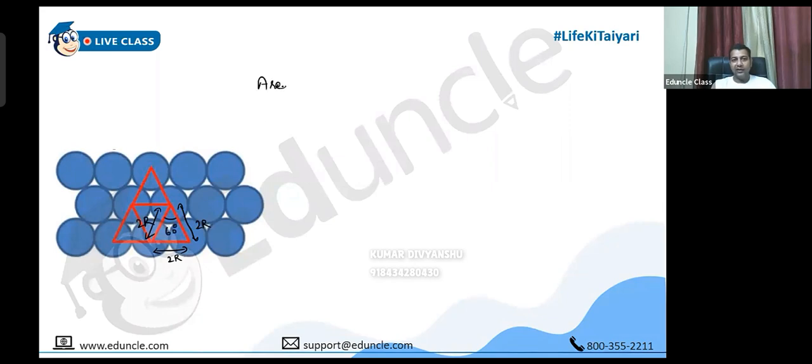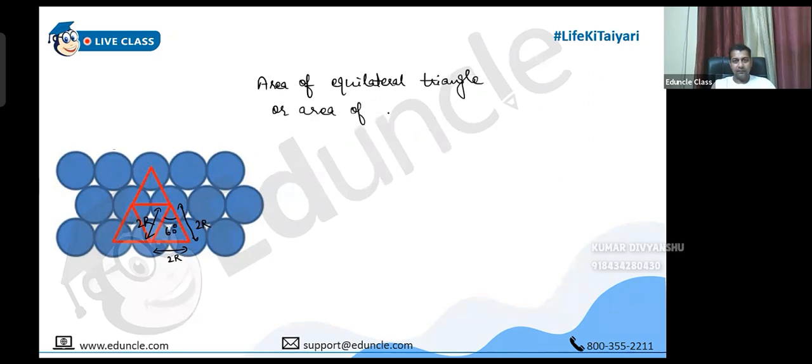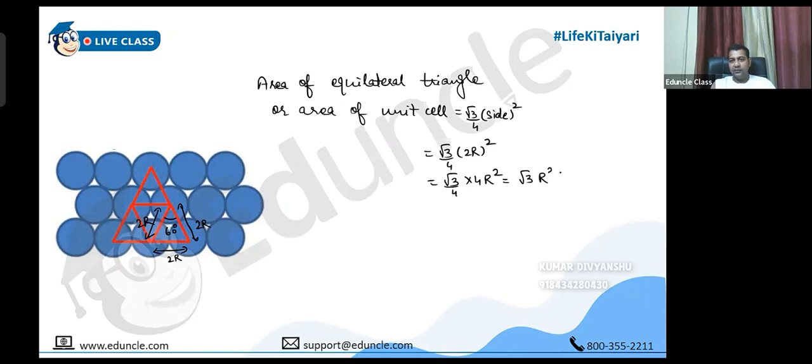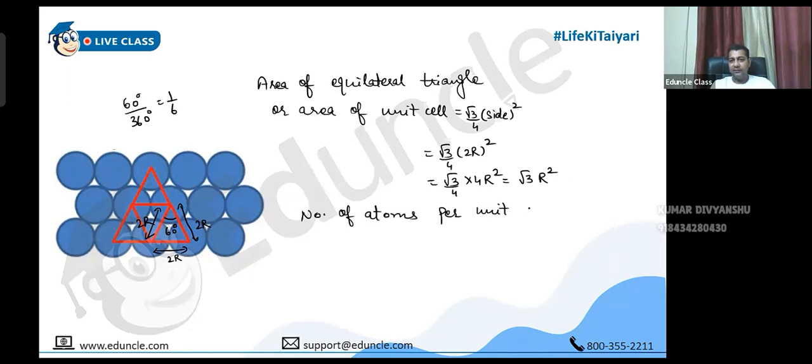So area of unit cell. Triangle means unit cell. What is the formula? Root 3 by 4 side square. Root 3 by 4 into 2R, now side is 2R. Yes, sir. So it will become root 3 by 4, 4R square. So root 3 R square. Now how many atoms are there in this triangular unit cell? Each atom is making an angle of 60 degrees. And for a complete atom to contribute, an angle of 360 is required. So the contribution per atom is 1/6 and there are 3 of them. So the effective number of atoms per unit cell will be half, 3 into 1/6.